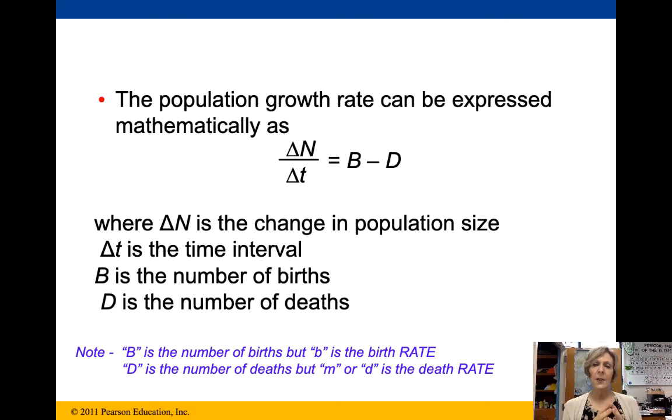Another thing that we are going to be interested in learning is how you can express mathematically the population growth rate. What we are looking at is that triangle thing, which is a delta. So that means delta N, or the change in the population, over the change in time, right? So delta N over delta t is the change in population size over a certain change in time, and that is going to equal the births minus the deaths.